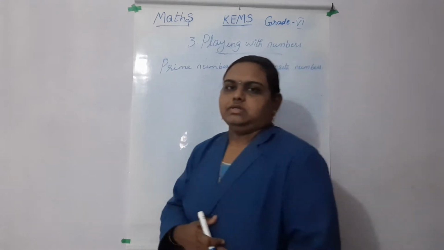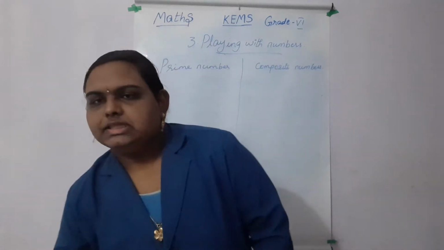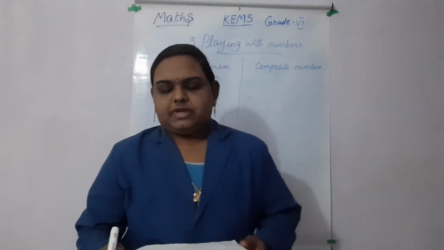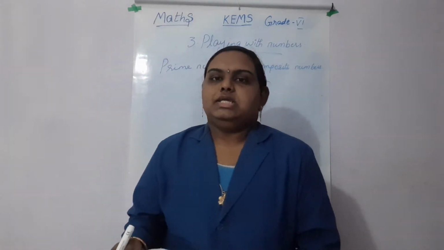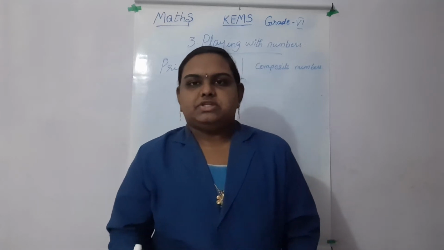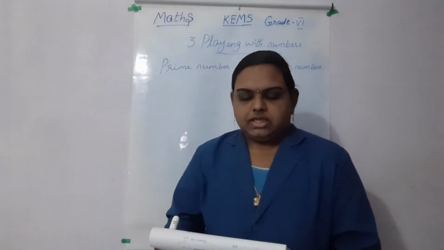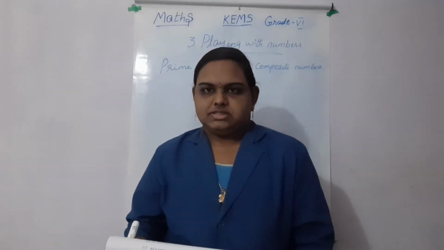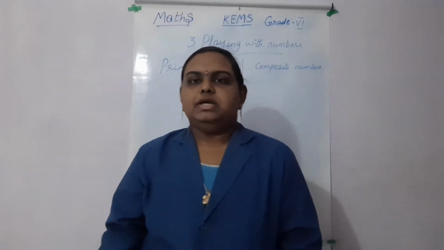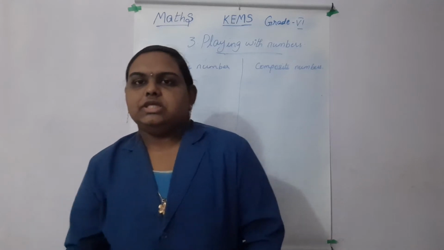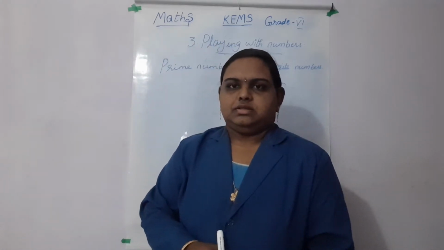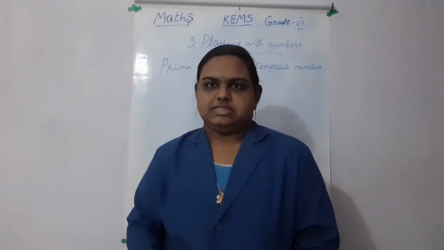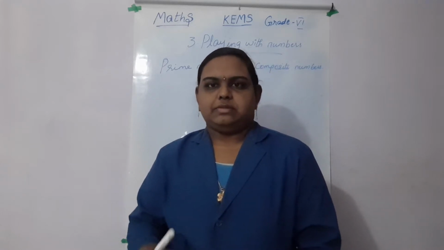What is a prime number? A prime number is nothing but a number other than 1 whose only factors are 1 and the number itself. This is the definition of a prime number. Okay, the numbers other than 1 whose only factors are 1 and the number itself. If we multiply the number, we only get the factors 1 and the number itself. That is known as prime numbers.